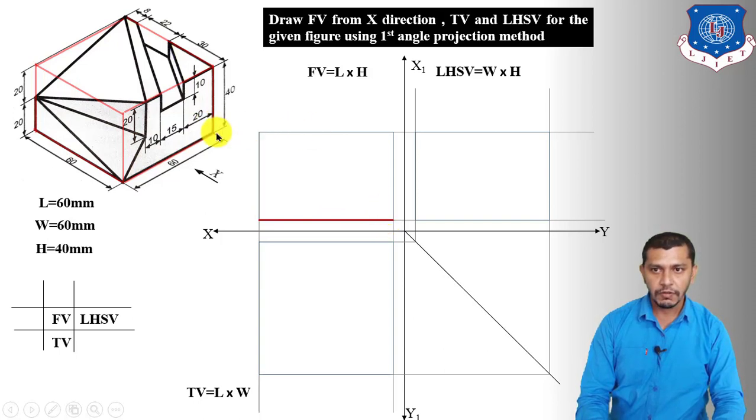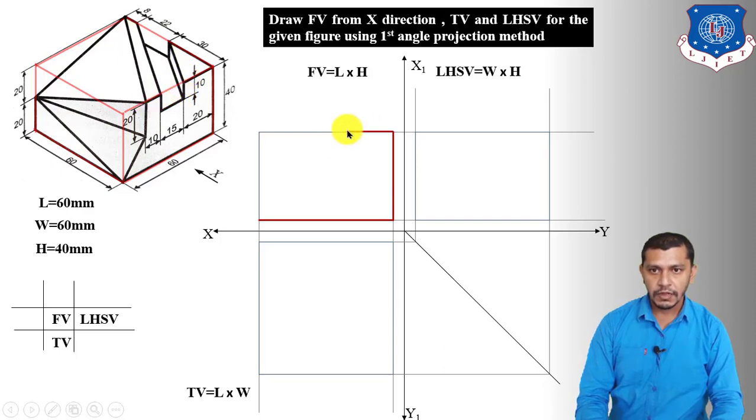Now from this point we have to draw a vertical line having length 40 mm. So draw a vertical line having length 40 mm. Now we have to draw this line which has a length of 20 mm like this. Now we have to draw this slot having depth 10 mm and width 15 mm.